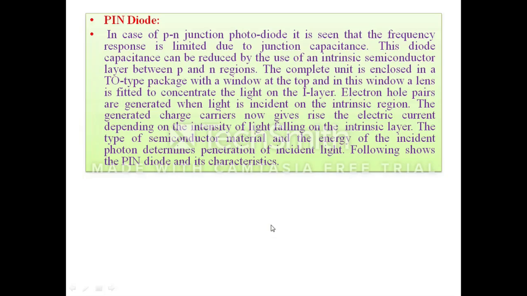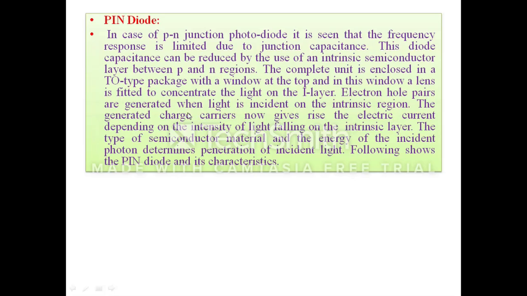Now the PIN diode. In the case of a PN junction diode, it is seen that the frequency response is limited due to the junction capacitance. This diode capacitance can be reduced by the use of an intrinsic semiconductor layer between the P and N regions. The complete unit is enclosed in a TO-type package with a window at the top, and in this window a lens is fitted to concentrate the light on the I layer, or intrinsic layer.